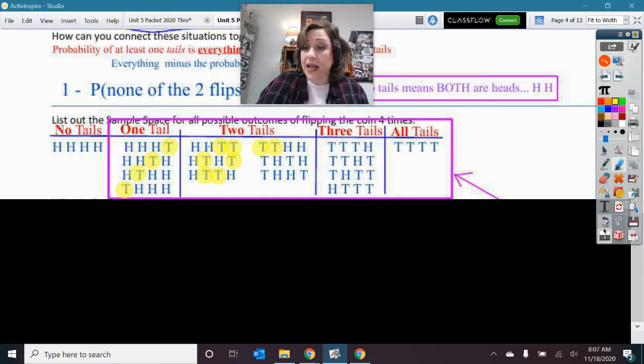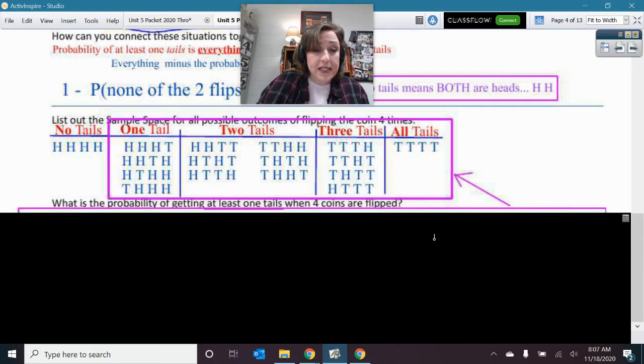Okay, so now let's move forward and see where this takes us. What is the probability that you flip 4 coins and at least one of them is tails? Well, I have that here boxed in purple. That's all of these combinations with the exception of that one time when none of the 4 coins are tails.